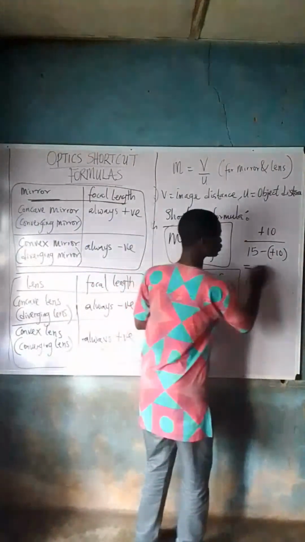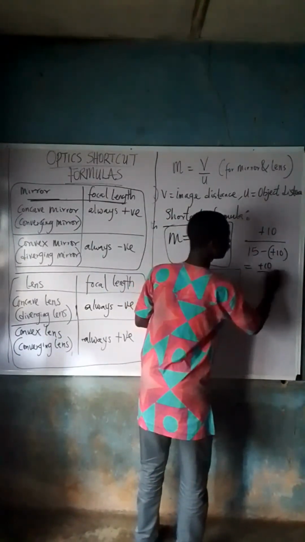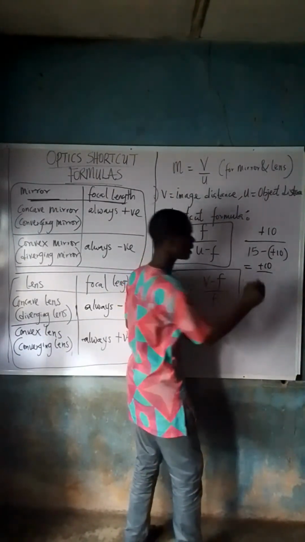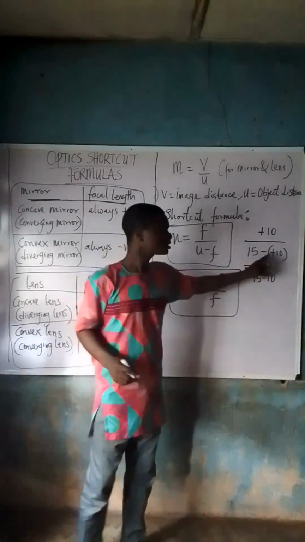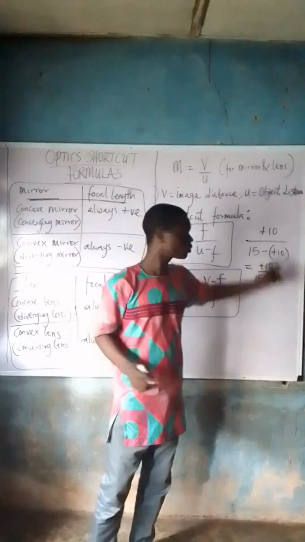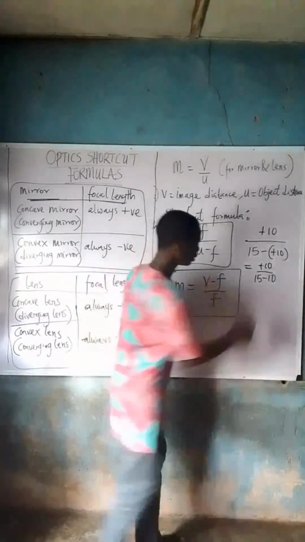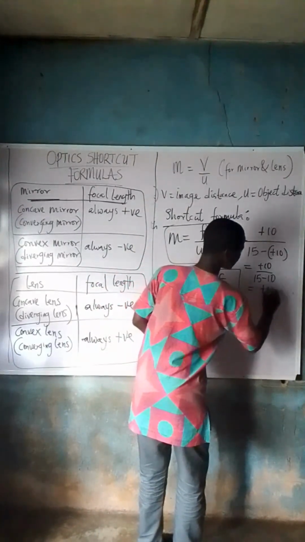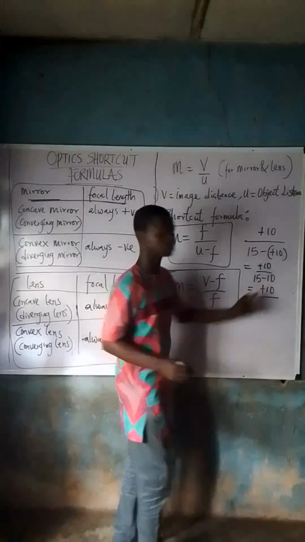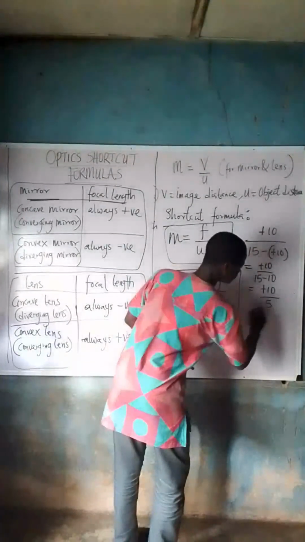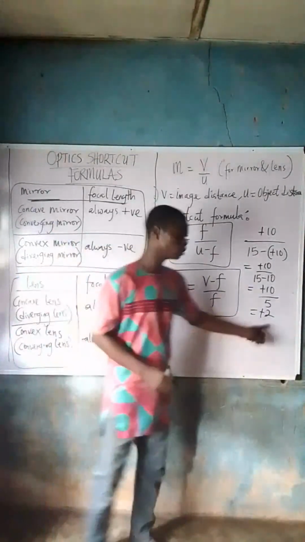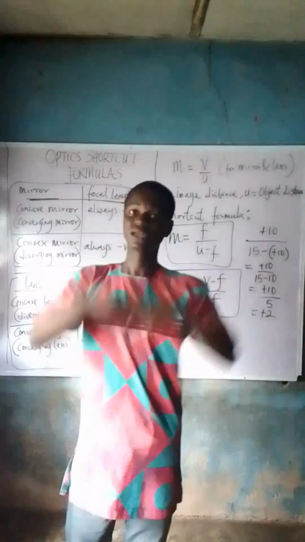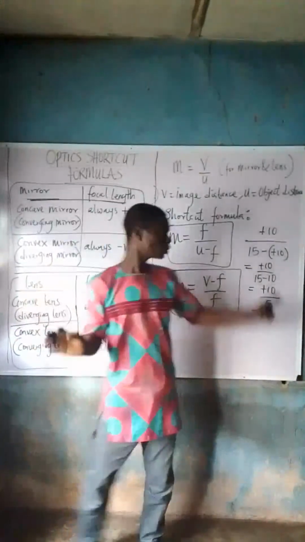So I'm finding magnification now. Watch out. Plus 10 over minus times plus is minus. So we have 15 minus 10. Minus times 10, minus times plus is minus. So that's why we have this. So this will now be plus 10 over 15 minus 10, which is 5. Divide, you have plus 2. So guys, what is the magnification? Plus 2, or you simply say 2. That is the answer.